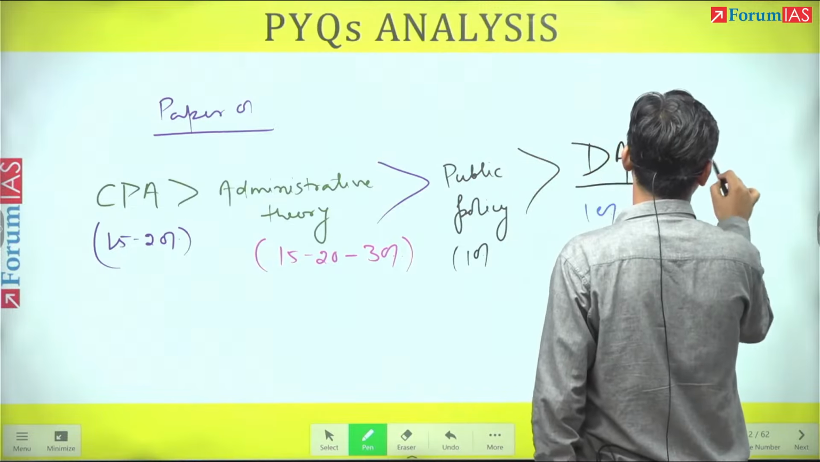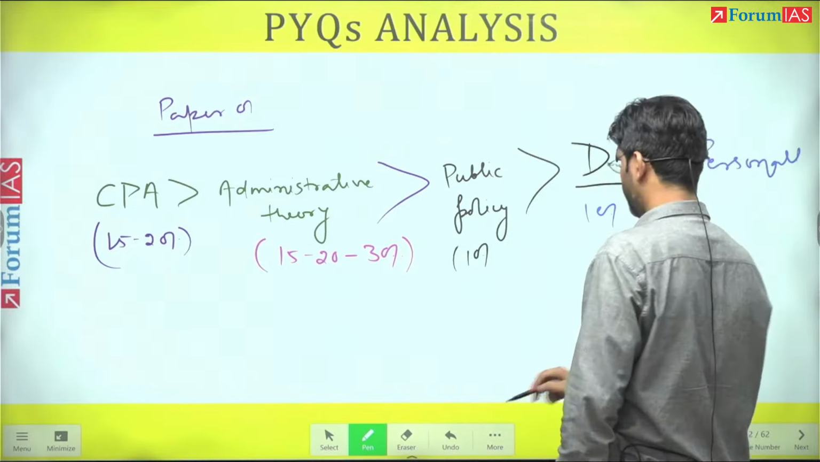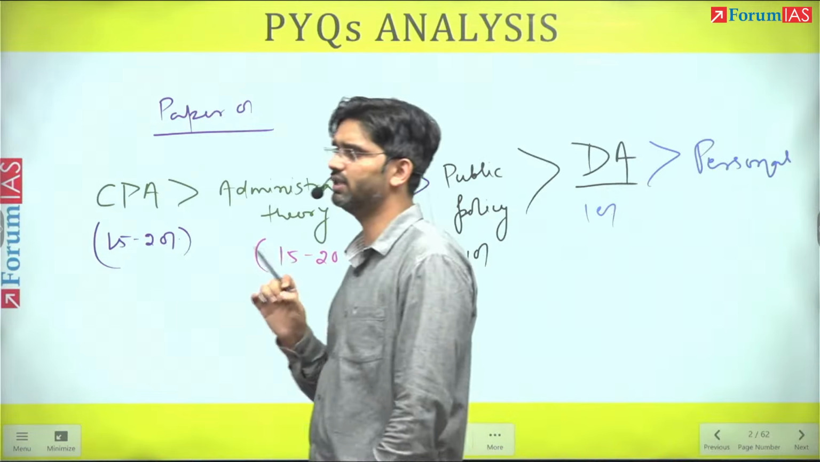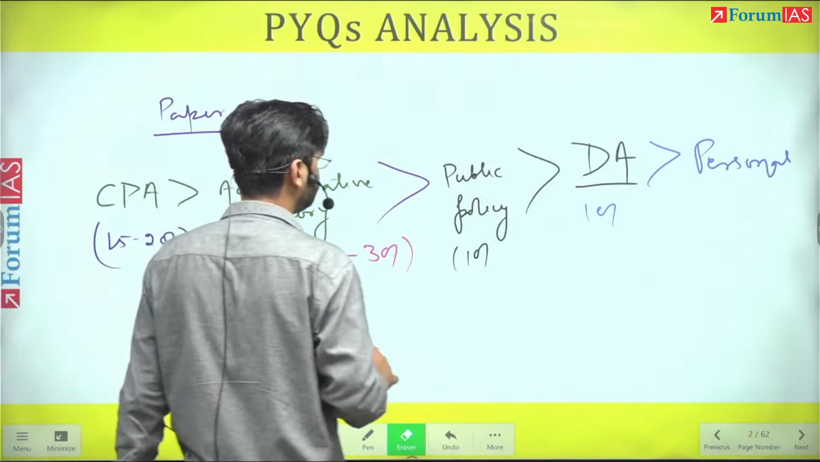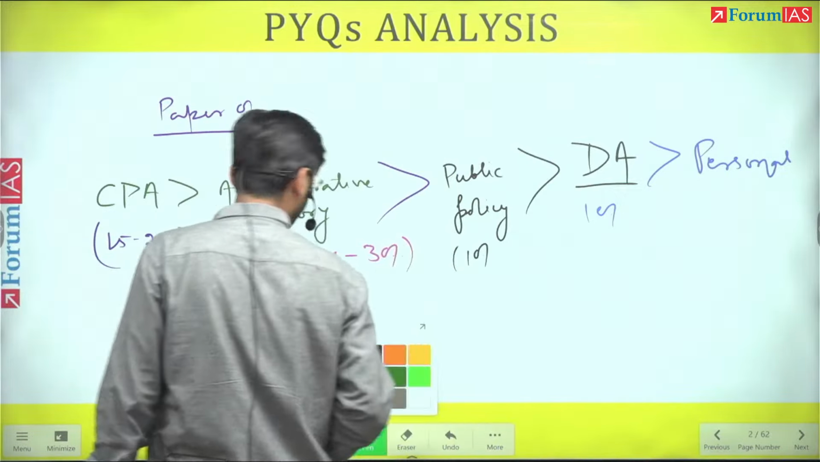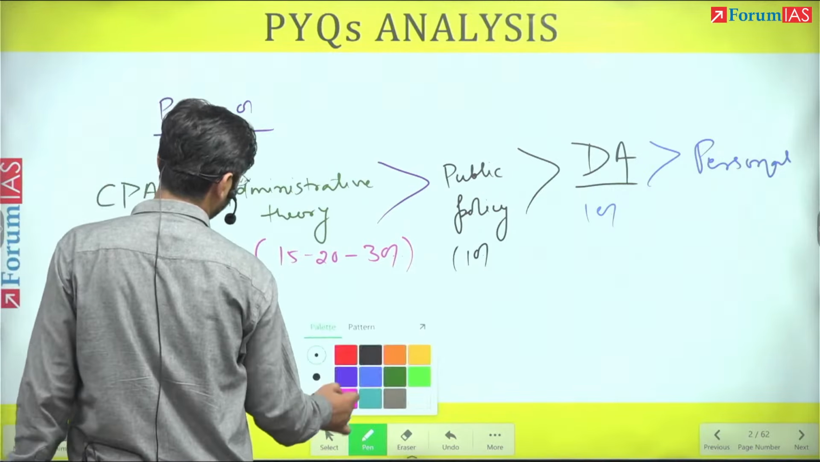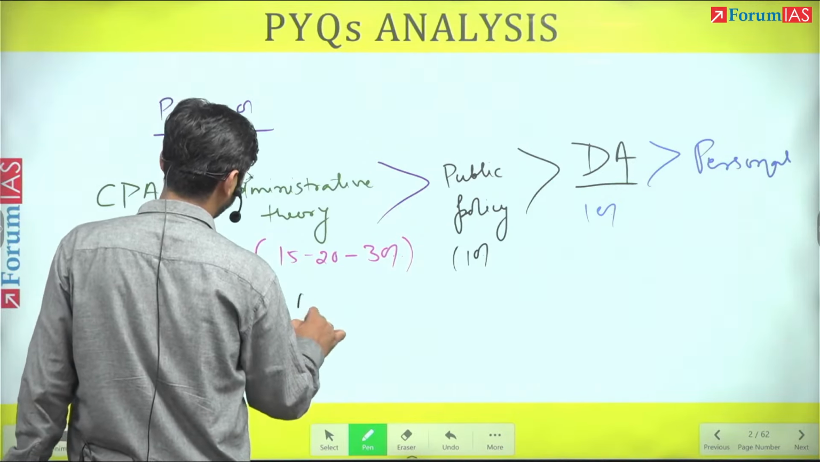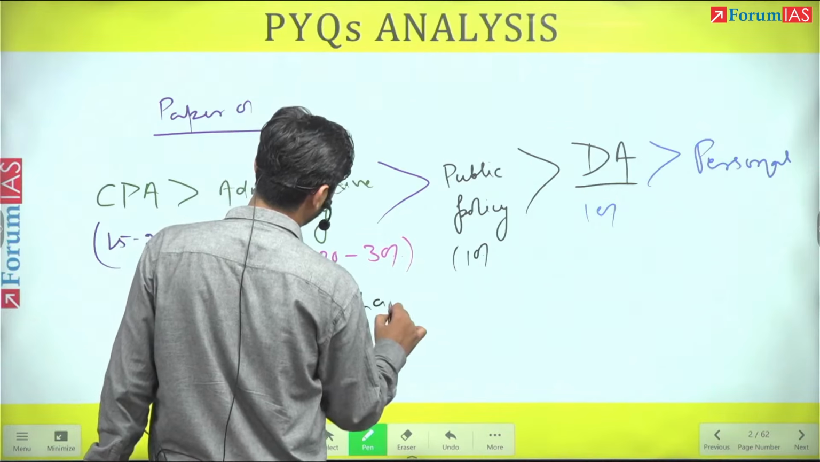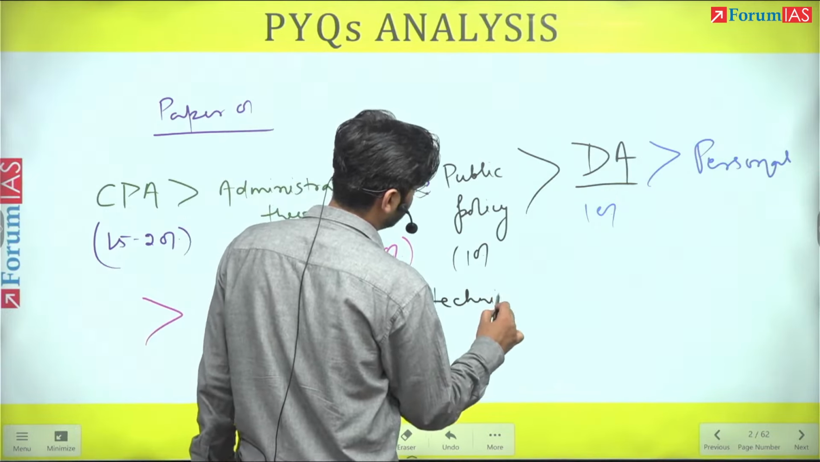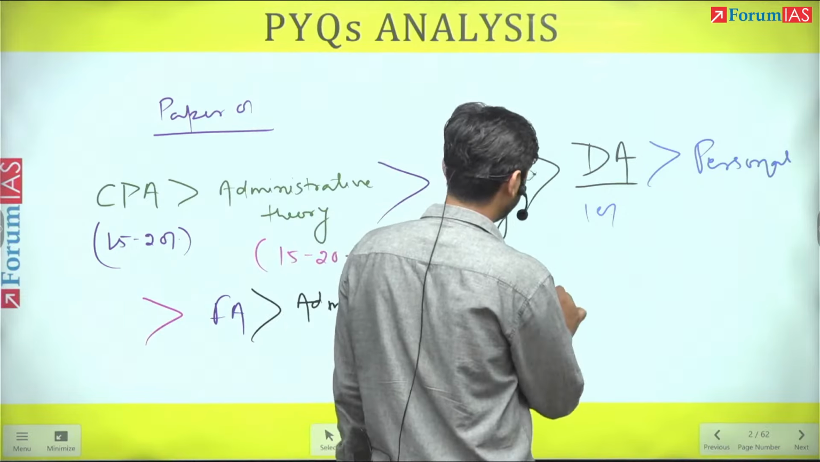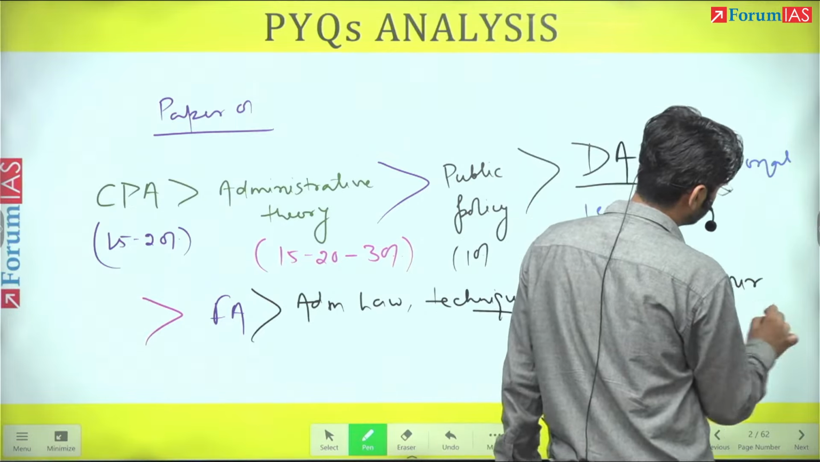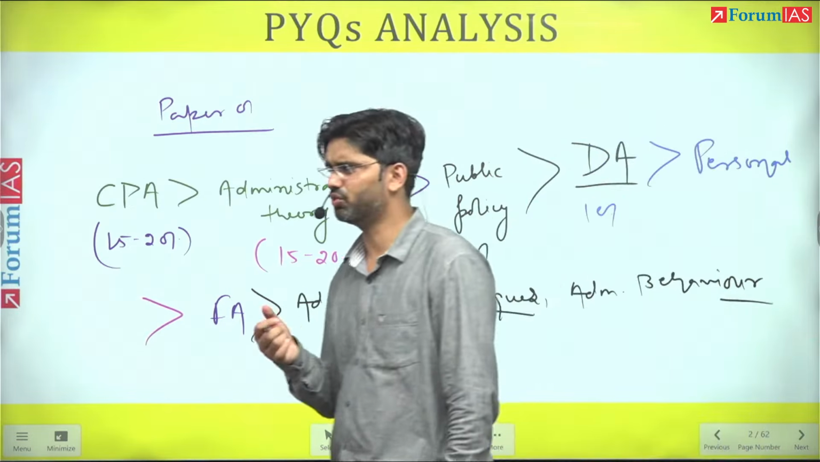After that, personnel administration, then questions specifically related to training. Then we see financial administration. After this, there are topics like administrative law, techniques of administrative improvement, and administrative behavior. From these topics we often see 1 or 2 questions, usually 1 question every year.